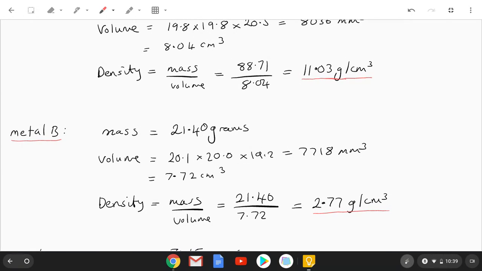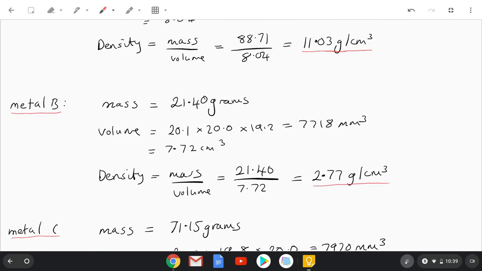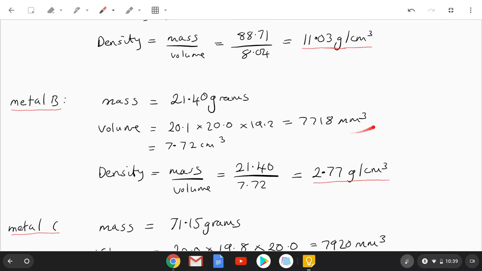Metal B, same technique again. 21.40 grams was the mass. The volume was 7,718 millimeters cubed, which is 7.72 centimeters cubed, and mass over volume to find the density was 2.77 grams per centimeter cubed.